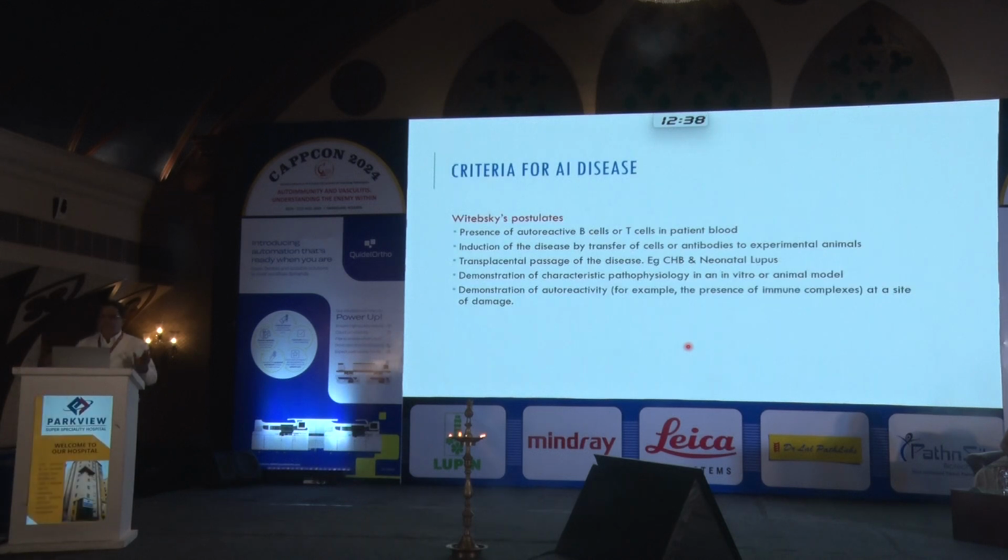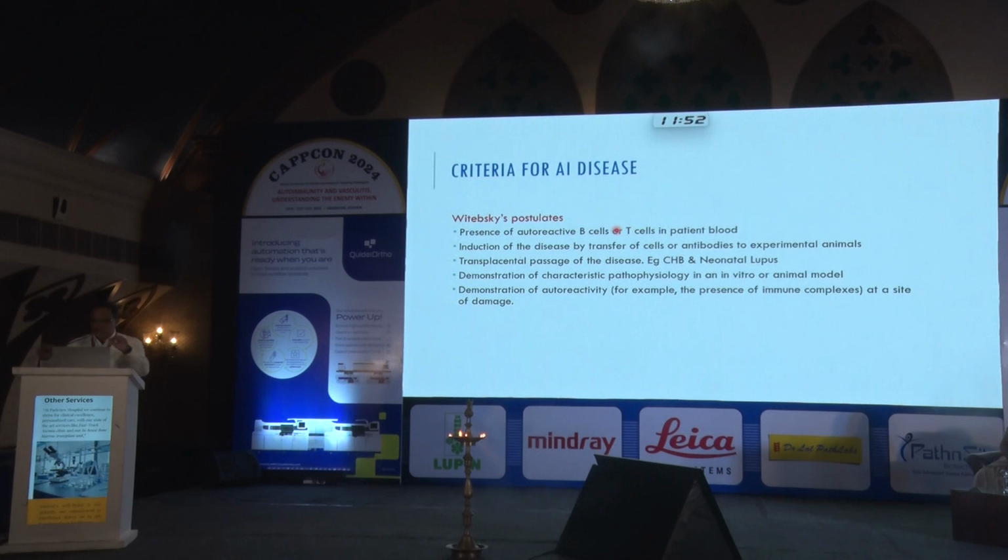Similar to the Koch's postulates, there are the Witebsky postulates, where autoimmune diseases have to be characterized by the presence of autoreactive B cells and T cells. And if we passively transfer these B cells or T cells into experimental animals, it will have to cause the disease. There has to be a transplacental passage of disease. So these are certain postulates, but autoimmune disease may not fulfill all these criteria, and not always.